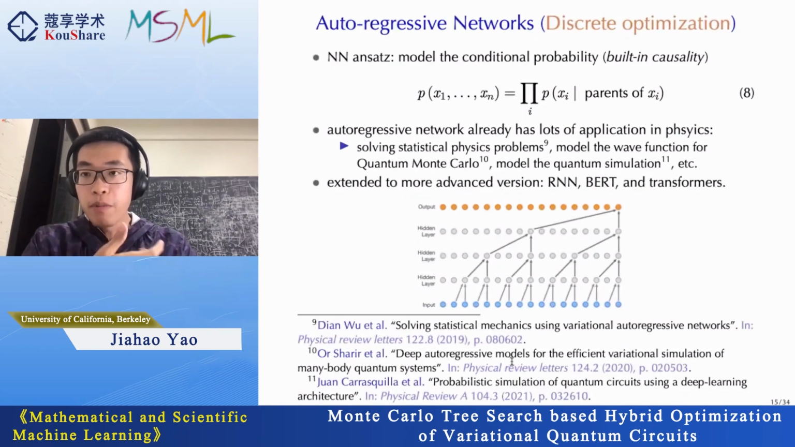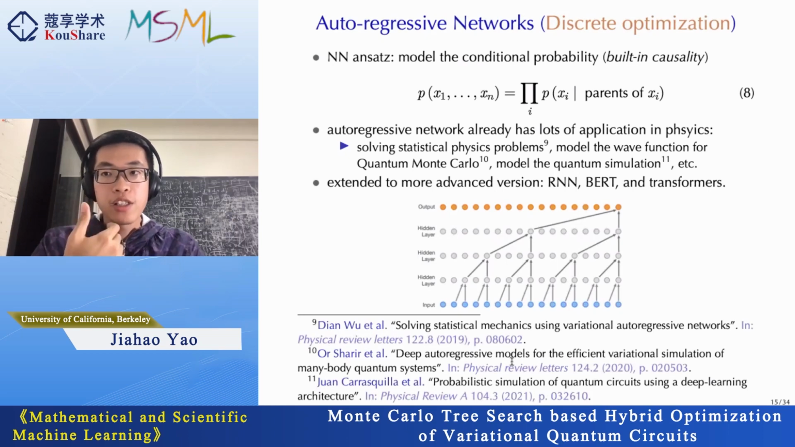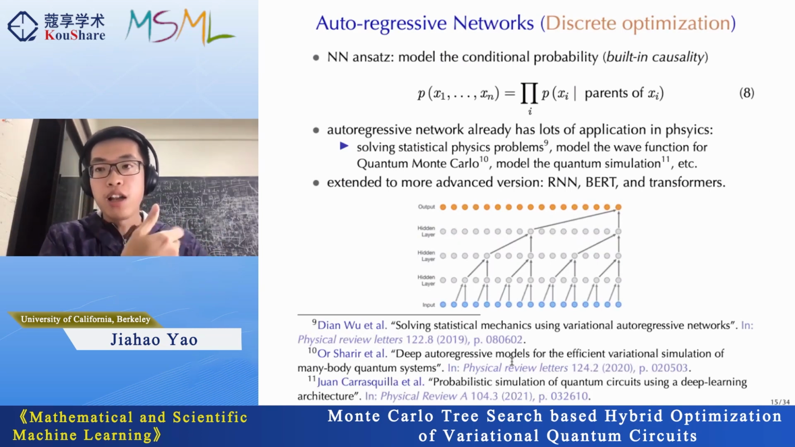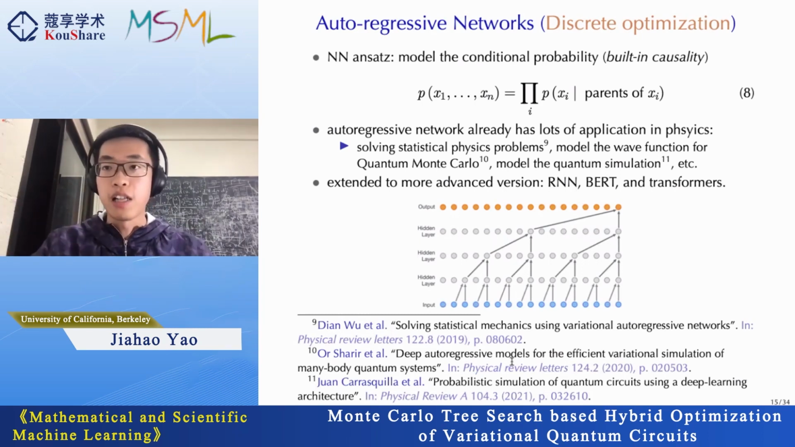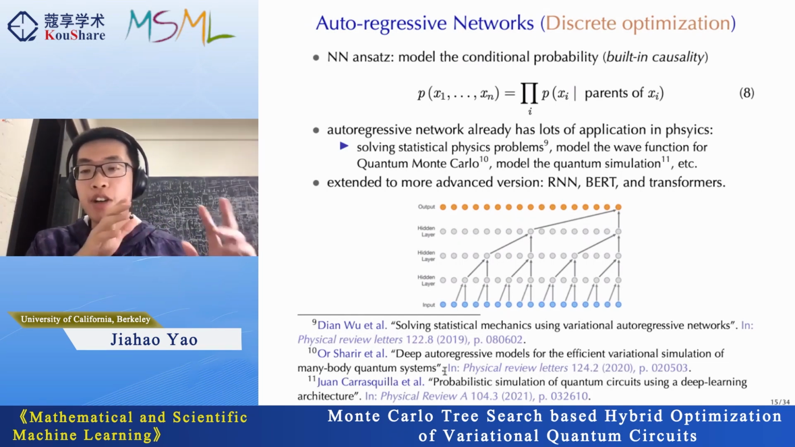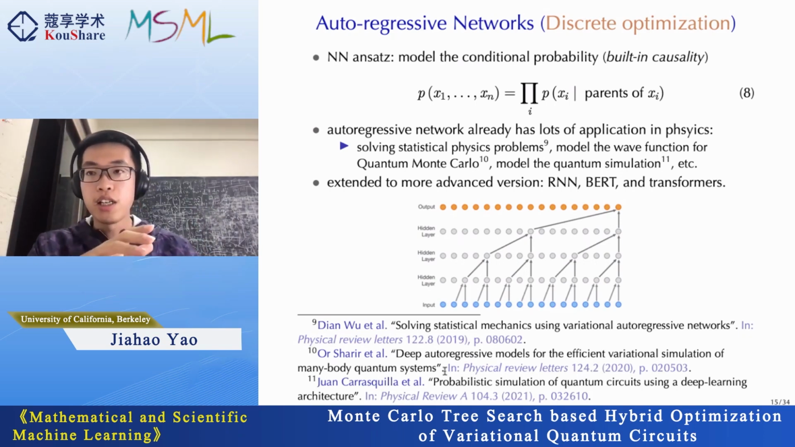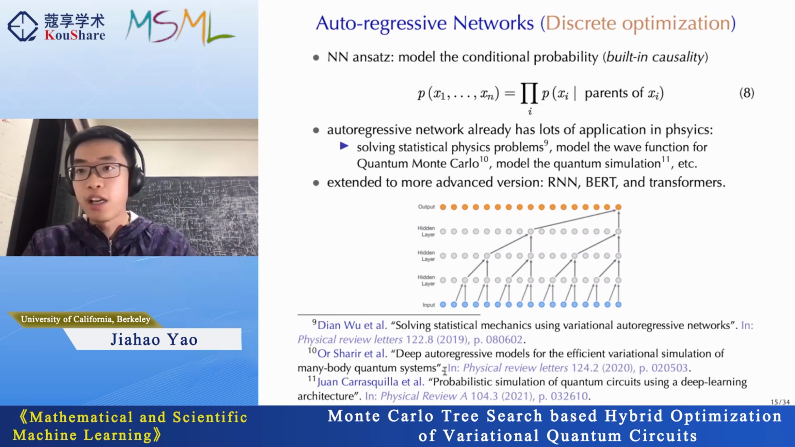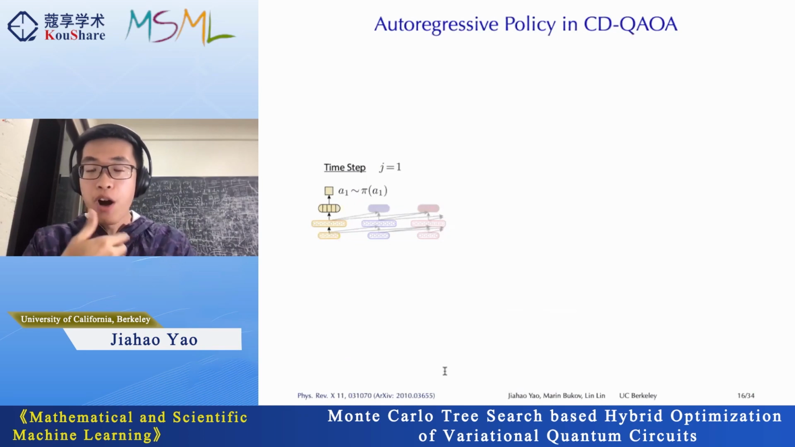In the original approach, we use the autoregressive network, which is usually used for discrete optimization. That is when we parameterize the neural network to model the conditional probability of each x_i given the whole history of x, all the x_j with j smaller than i. I have to emphasize that this kind of autoregressive network already has a lot of applications in physics. People use it to solve statistical physics problems, model wave functions, and also for quantum simulation. It can also easily be extended to sophisticated neural networks like RNN, BERT, GPT or transformers. So we use this autoregressive network here to parameterize our policy for the discrete part.